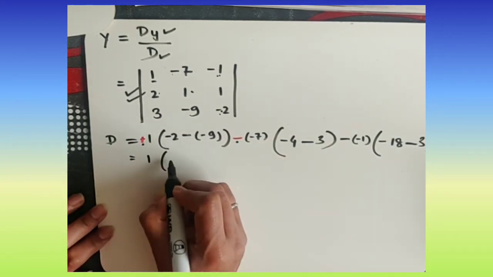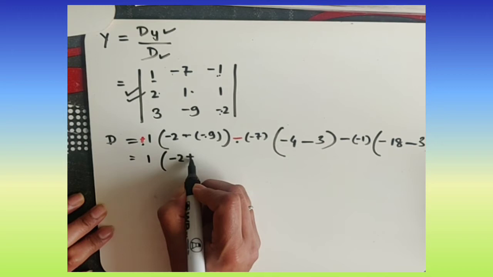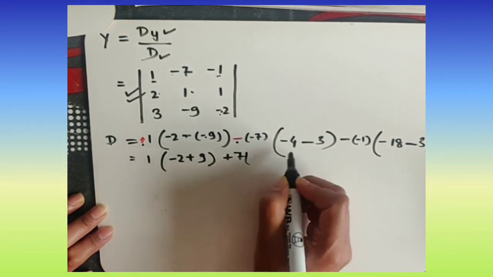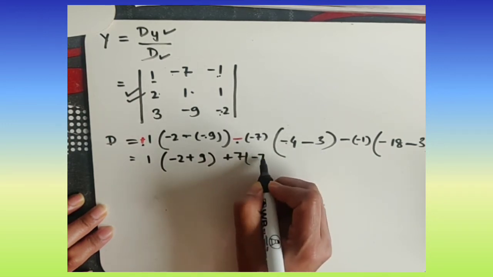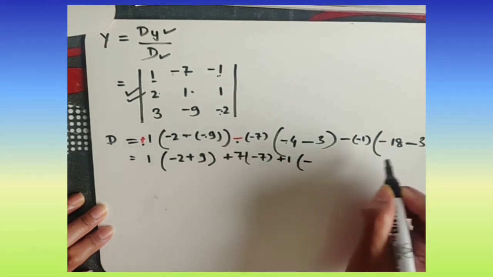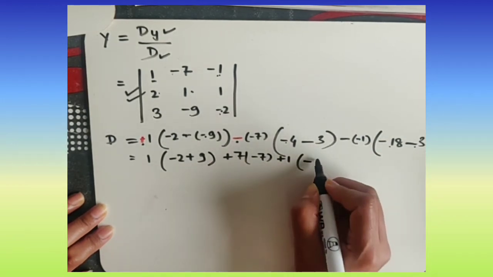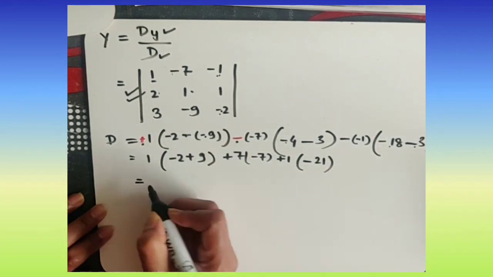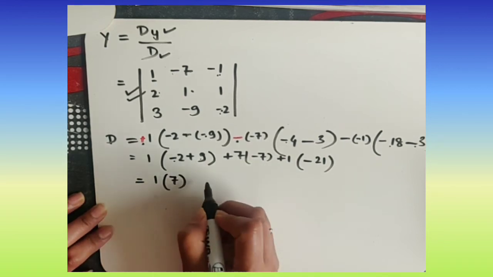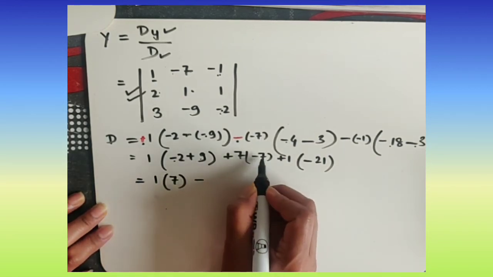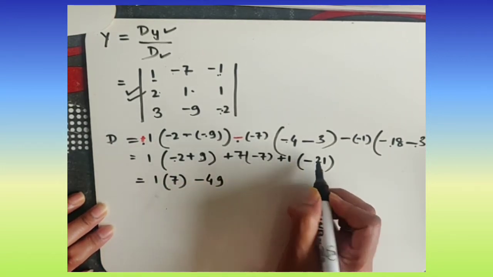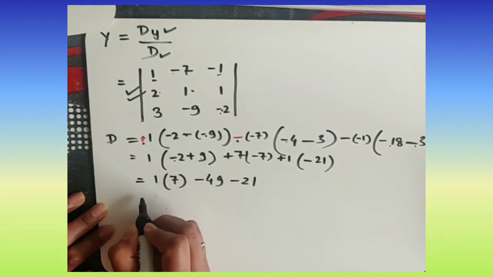So here it is 1, minus 2, minus minus plus 9, and then minus minus plus 7, then here minus 4 minus 3 will give us minus 7, minus minus plus 1, and then here it will be minus 18 minus 3 minus 21. Here 1 and then minus 2 plus 9 it will give us 7, and plus 7 multiplied by minus 7 will give us minus 49, and then plus 1 minus 21 will be minus 21.